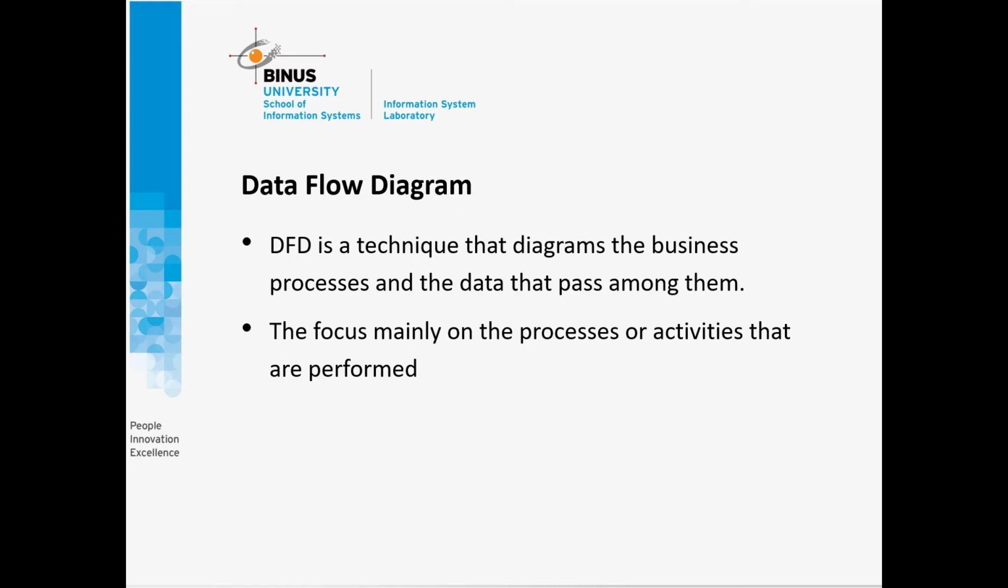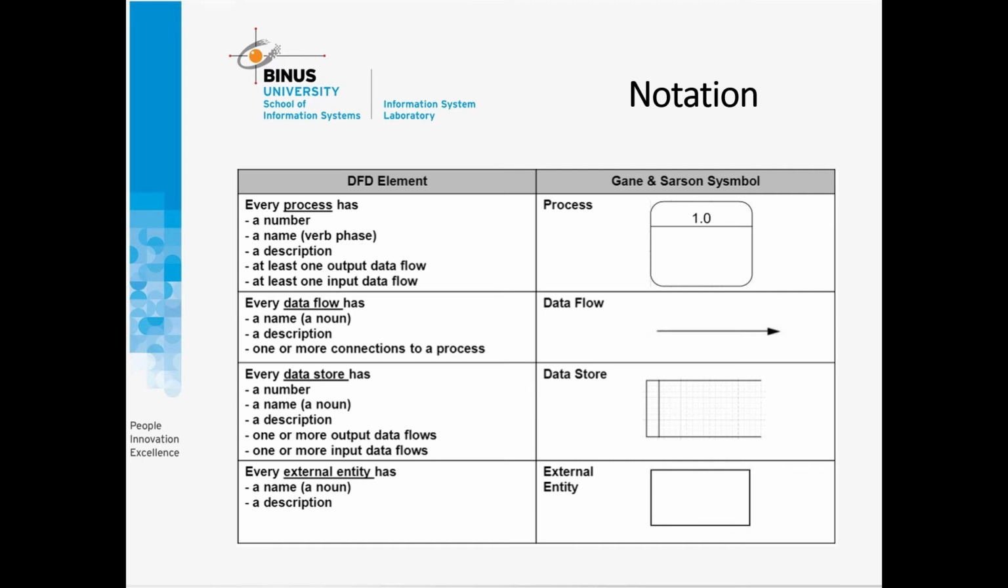Data Flow Diagram, or what we usually call DFD, is a technique that diagrams the business processes and the data that pass among them. Data Flow Diagram has levels to help you organize and categorize the data. In this session, we will learn the context diagram and level 1 data flow diagram. To create them, we still use the same notation as we draw the level 0 data flow diagram.